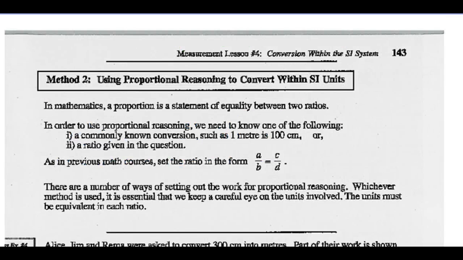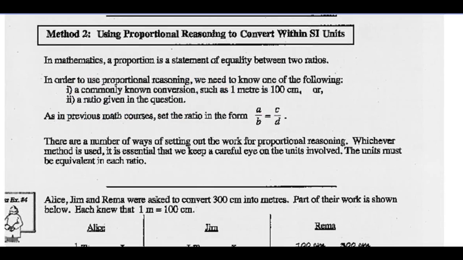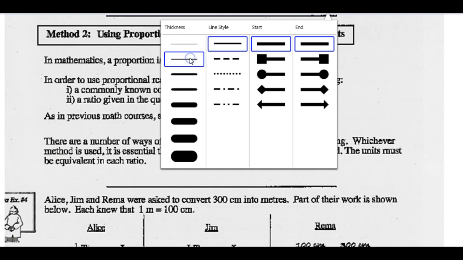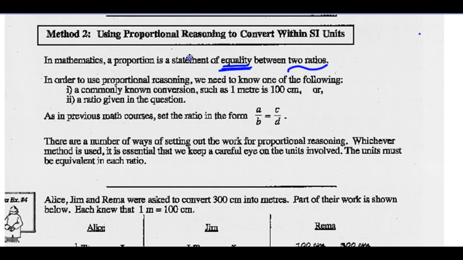Let's look at method 2, using proportional reasoning to convert within the metric system. In mathematics, a proportion is a statement of equality. It means we need an equal sign between 2 ratios. So the ratios have to have the same units. In order to use proportional reasoning, we need to know one of the following: a commonly known conversion, or a ratio given in the question.